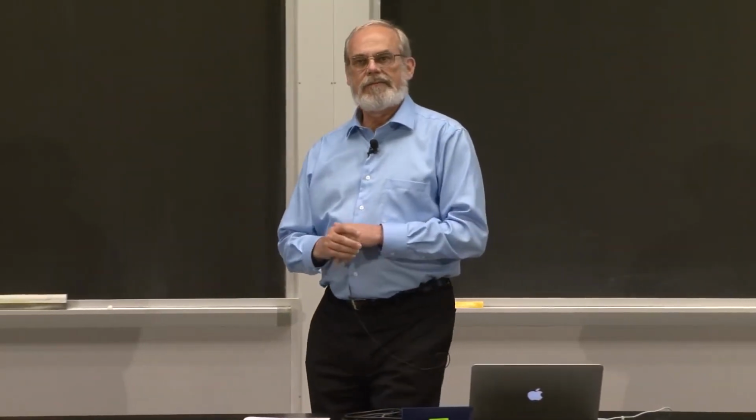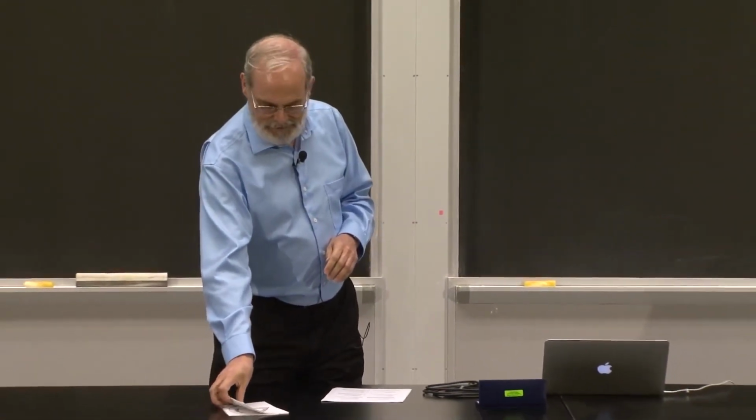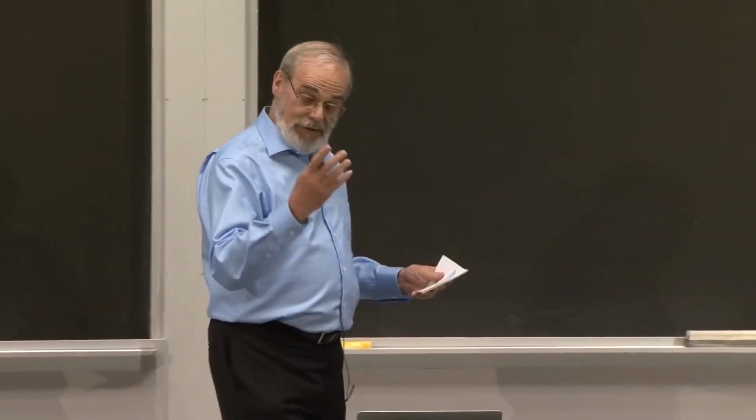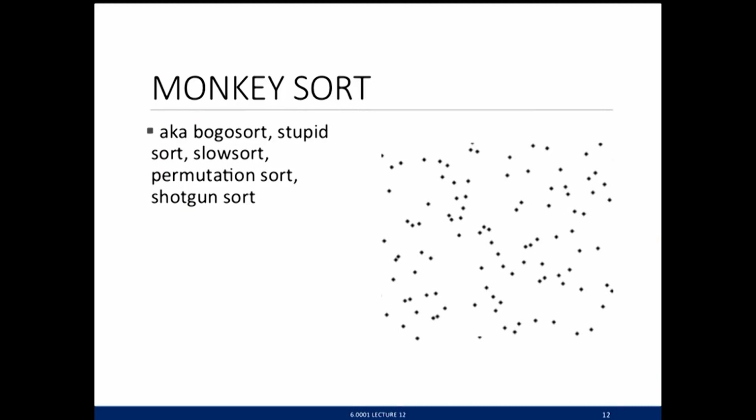I'm going to start with a humorous version of sort. You've all convinced that my humor is non-existent. You're right. But it sets the stage for it. This is a sort. You can look it up. It's called monkey sort, BOGO sort, stupid sort, slow sort, permutation sort, shotgun sort. And here's how it works.